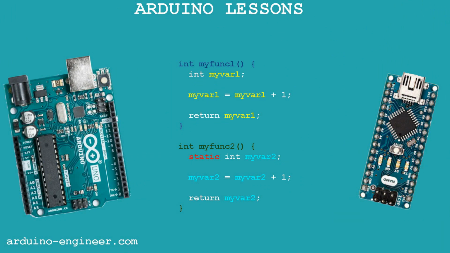But, if you need a variable that should be visible only in a specific function, and at the same time should retain its value between calls to this function, then you need to declare such a local variable with the static prefix before its data type. In the example, the function myfunc1 will return the number 1 on each call, and myfunc2 on each call will return a number 1 more than the previous call.